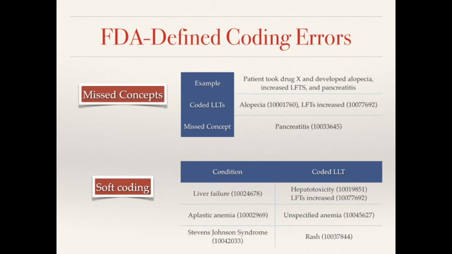Examples of soft coding can be seen on the lower part of your screens. For instance, liver failure is only coded as hepatotoxicity and LFTs increased, or aplastic anemia is only coded as unspecified anemia. Another example is SJS coded as simply rash.